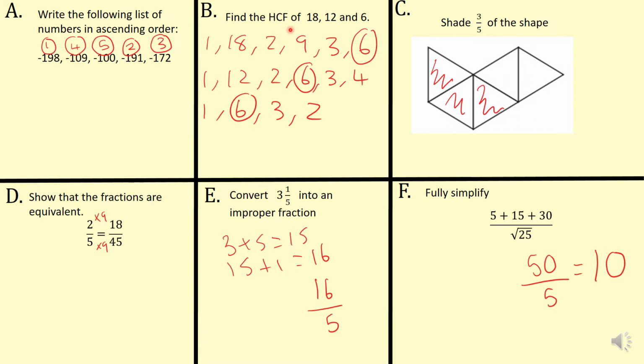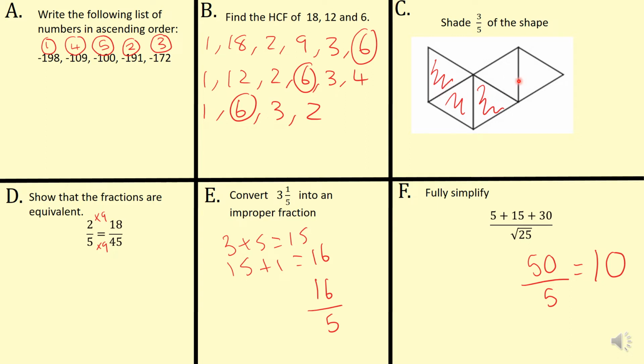Highest common factor: don't forget that listing the factors means listing the two numbers that, if you times them together, you get the original number. For example, if I'm listing the factors of 18, I'm finding which two numbers, if I times them together, I get 18. 1 and 18, 2 and 9, 3 and 6. Same thing for 12: 1 and 12, 2 and 6, 3 and 4. Same for 6, and then you just check which one is in common in all 3 and is the highest one, because you're looking for the highest common factor.